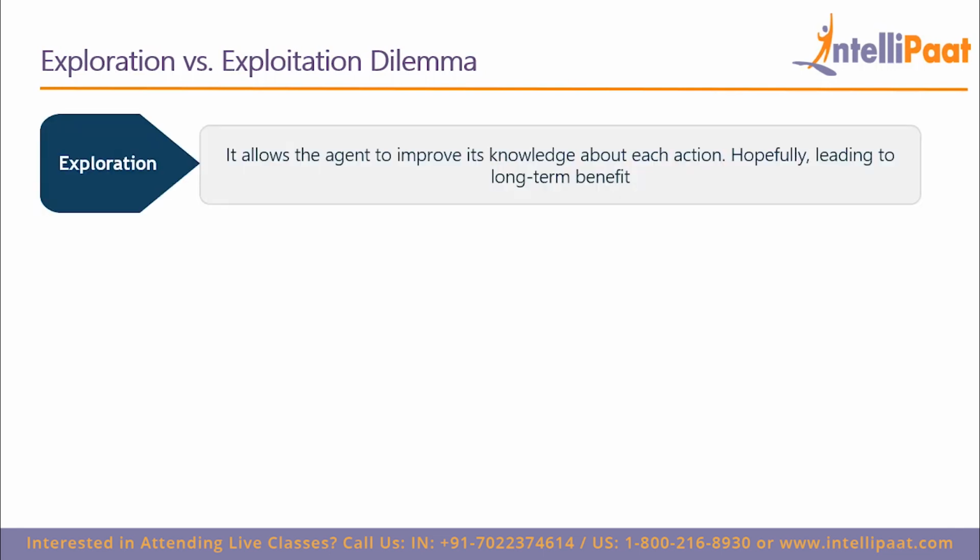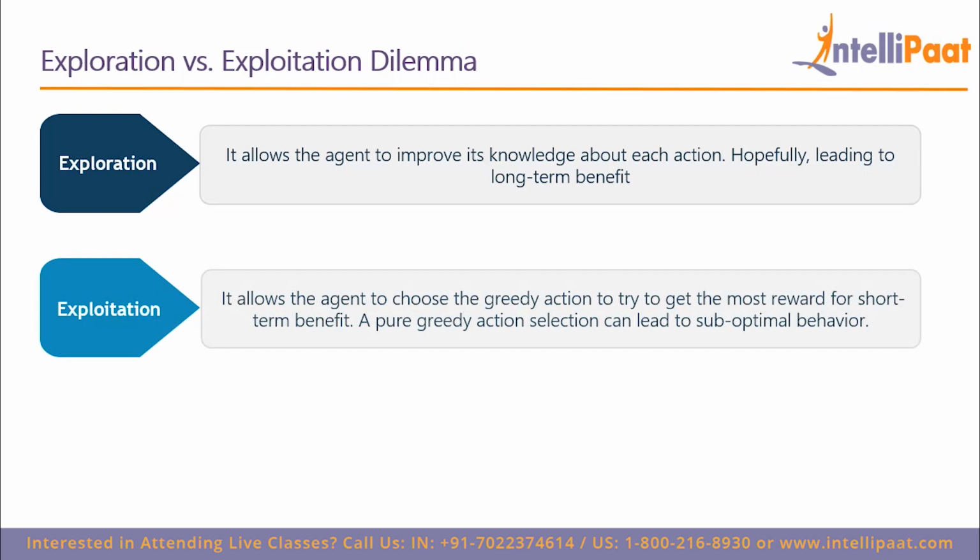Exploration allows an agent to improve its knowledge about each action in order to gain a long-term benefit. On the other hand, exploitation allows the agent to choose the greedy action and try to get the most reward, though this may be for a short-term benefit. And one issue with exploitation is that it can lead to suboptimal behavior. So let's discuss how it can lead to suboptimal behavior with an example.